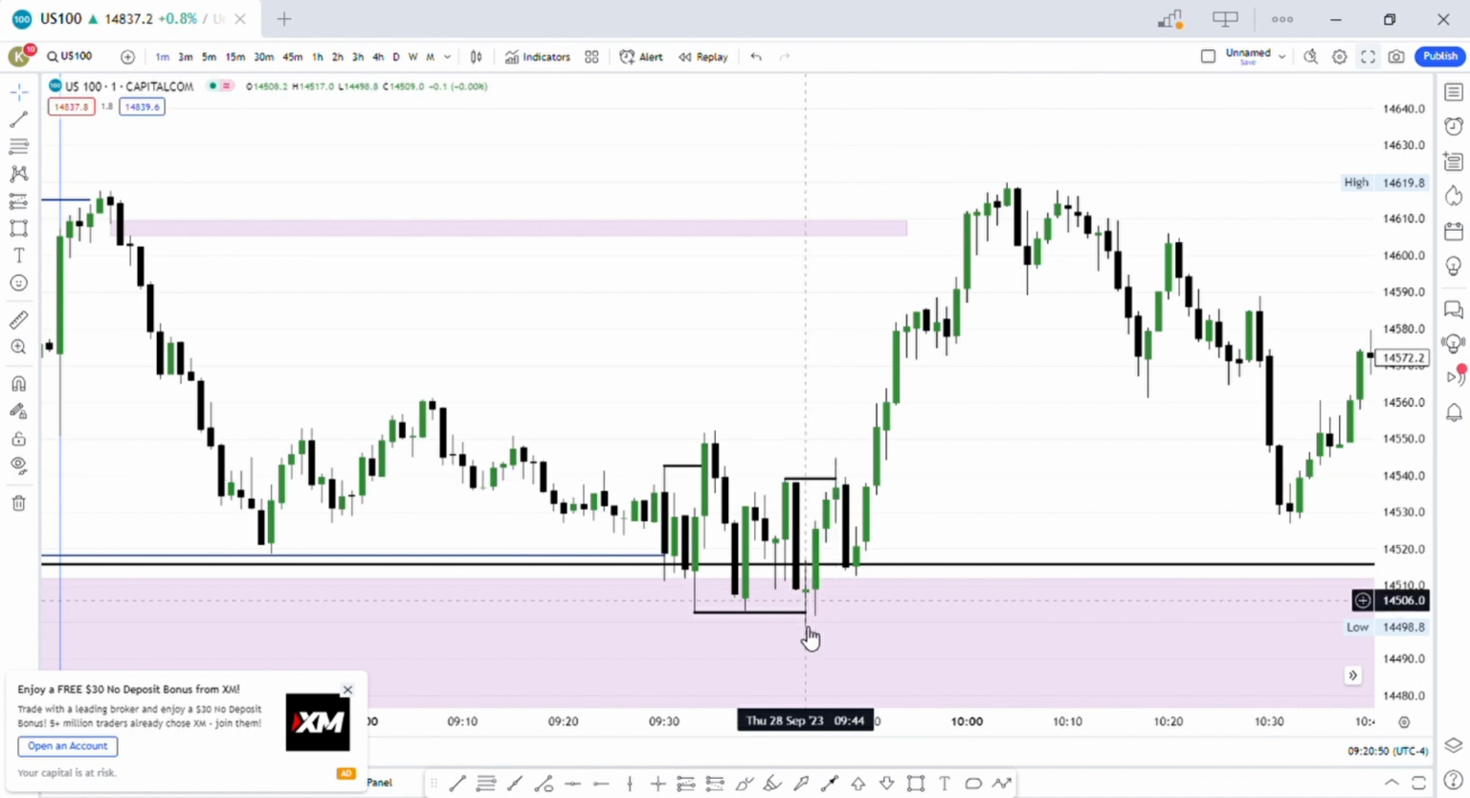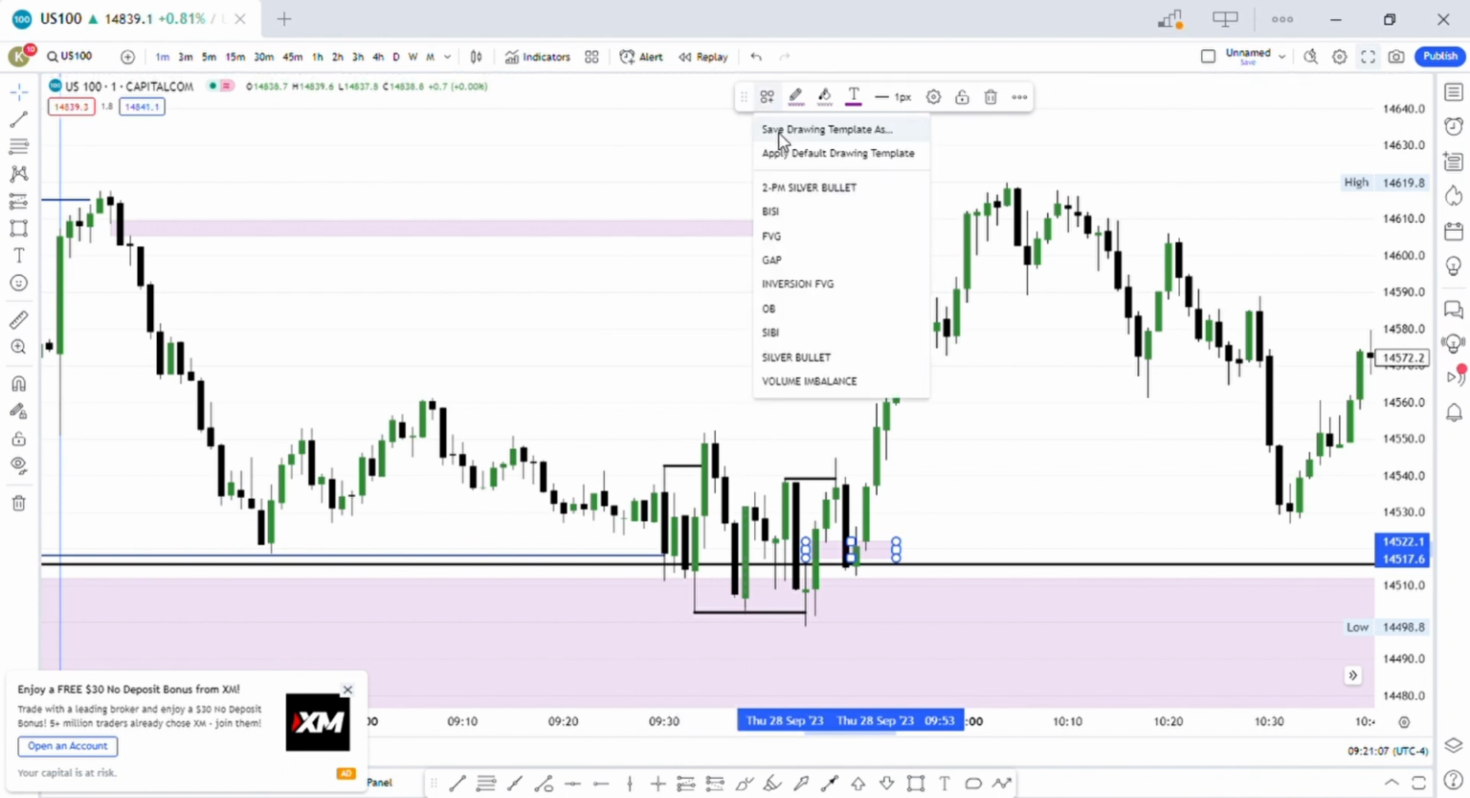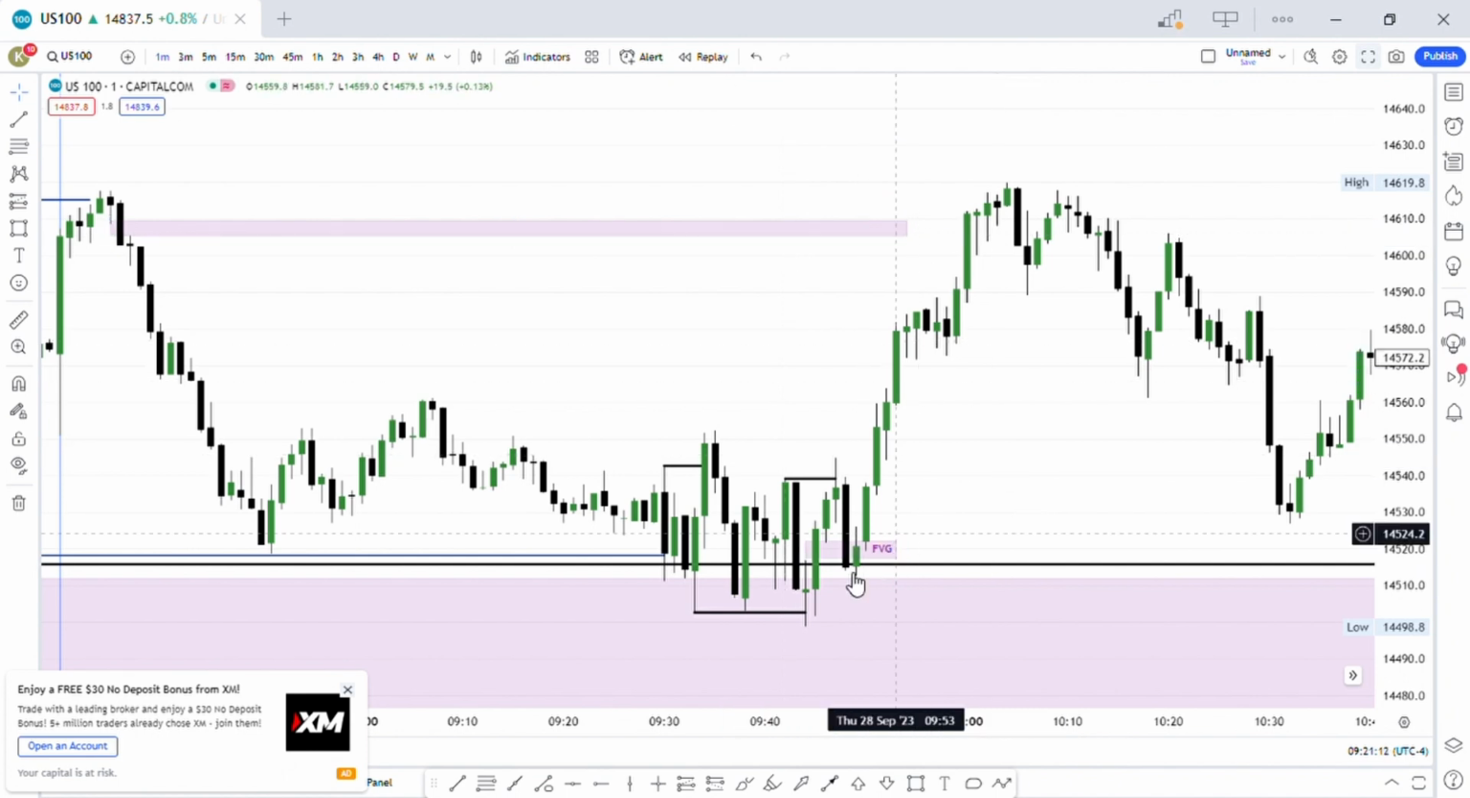And from the displacement low to the displacement high, we look for a fair value gap in between. Where do we find the fair value gap? We find the fair value gap here. Here's the fair value gap. That's where we get our entry. Our fair value gap, that's where we get our entry here.